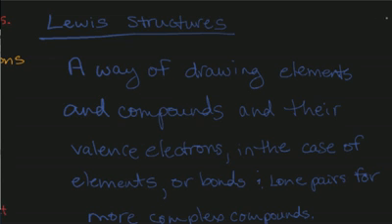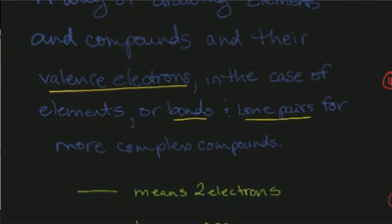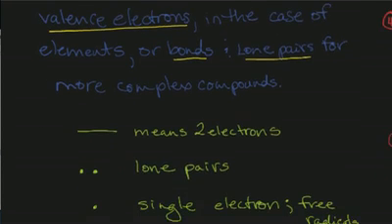Today we're going to be looking at the concept of Lewis structures. What are Lewis structures? Lewis structures are a way of drawing your elements and their valence electrons, or in the case of more complex compounds, we look at their bonds and their lone pairs. All right, so it's pretty straightforward.